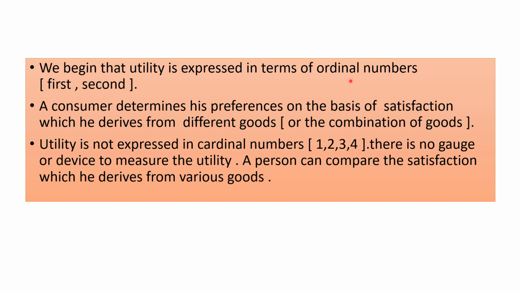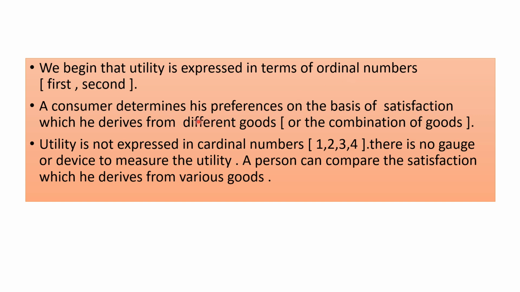When we talk of utility, we do not say 100 utility, 50 utility, 200 utility. No, we will be using ordinal numbers. First preference, second preference, third preference, and so on. So this is the basis on which the indifference curve analysis is based.